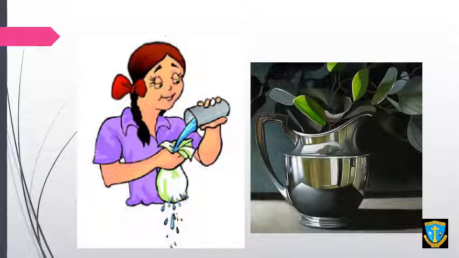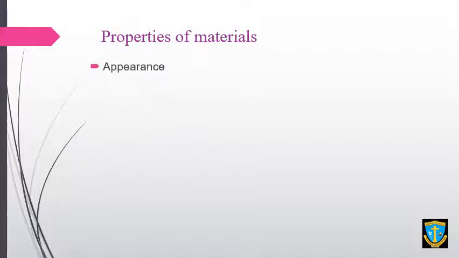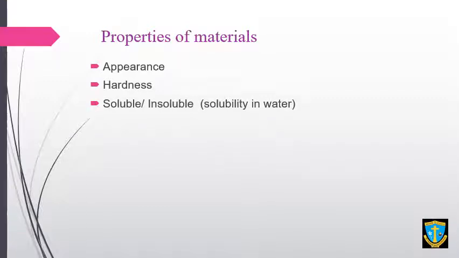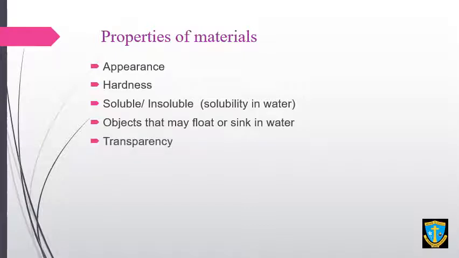So, certain materials have different properties which we can see further. And materials can be grouped depending on the properties they have. They can be grouped depending upon their appearance, the hardness, soluble or insoluble, we call it solubility in water. We may even group them if they are floating or sinking in water, or depending upon their transparency.